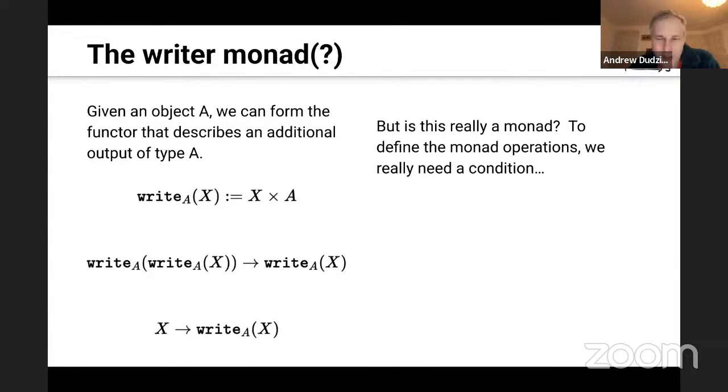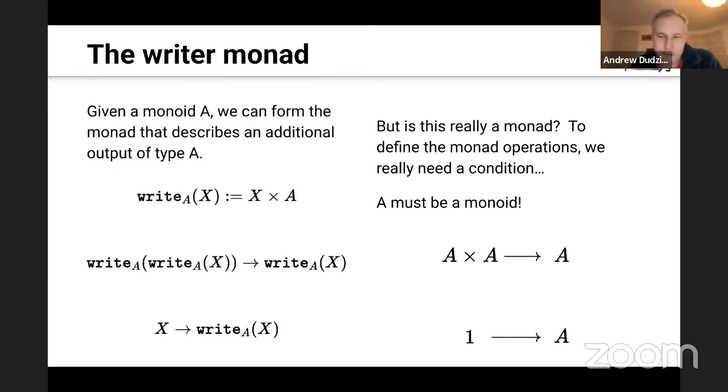And that condition, I'm waiting to see if somebody says it. The condition is that A has to be a monoid. So in order to have, for example, just let X be the one element set, then this is saying that we need something to map from A times A to A, and we need something to map from 1 to A.